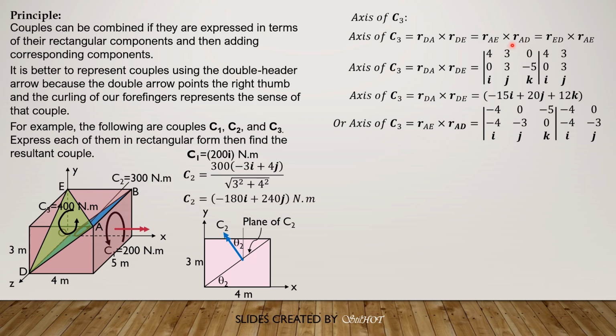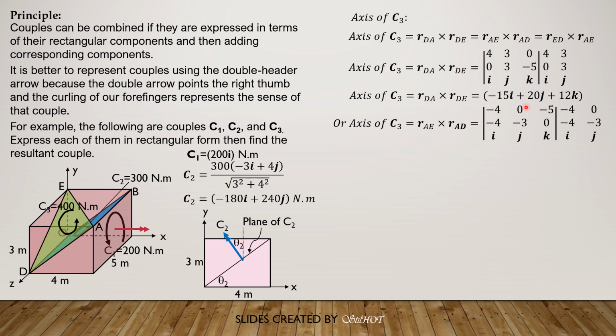So we use REA cross RED, where AE is negative 4i, 0j, then negative 5k. So negative 4, 0, negative 5. Copy the first two column elements. Then for AD, A to D, that's negative 4i, then negative 3j, then 0k. So negative 4, negative 3, 0. Copy the first two column elements.